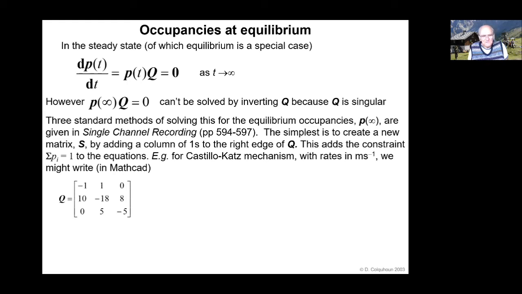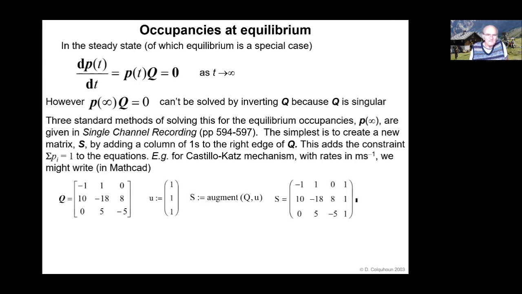There are three methods of doing this, which are given in the single channel recording book, pages 594 to 597, if you want the reference, in the 1995 edition. But the simplest of these three methods is to go as follows. It's really rather sexy.